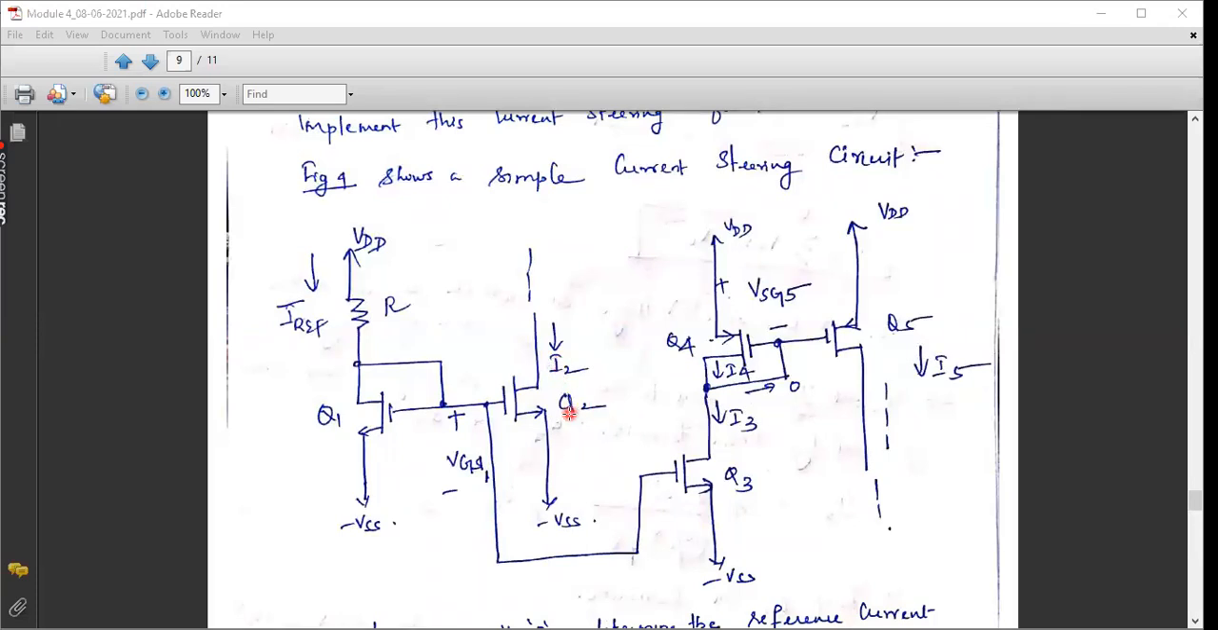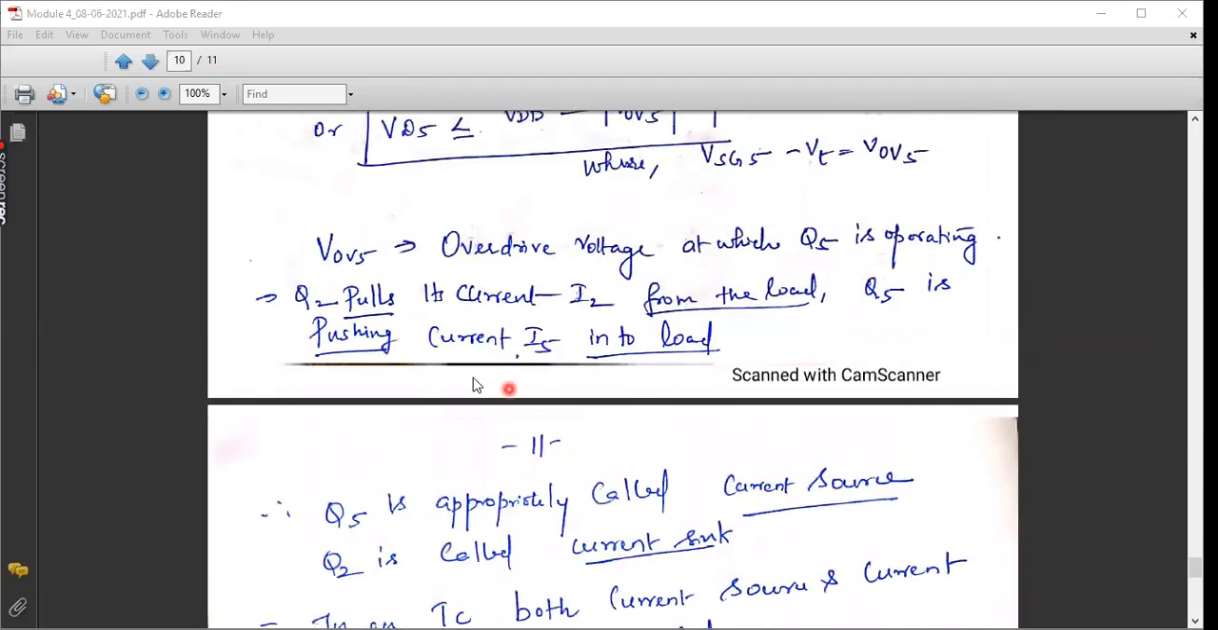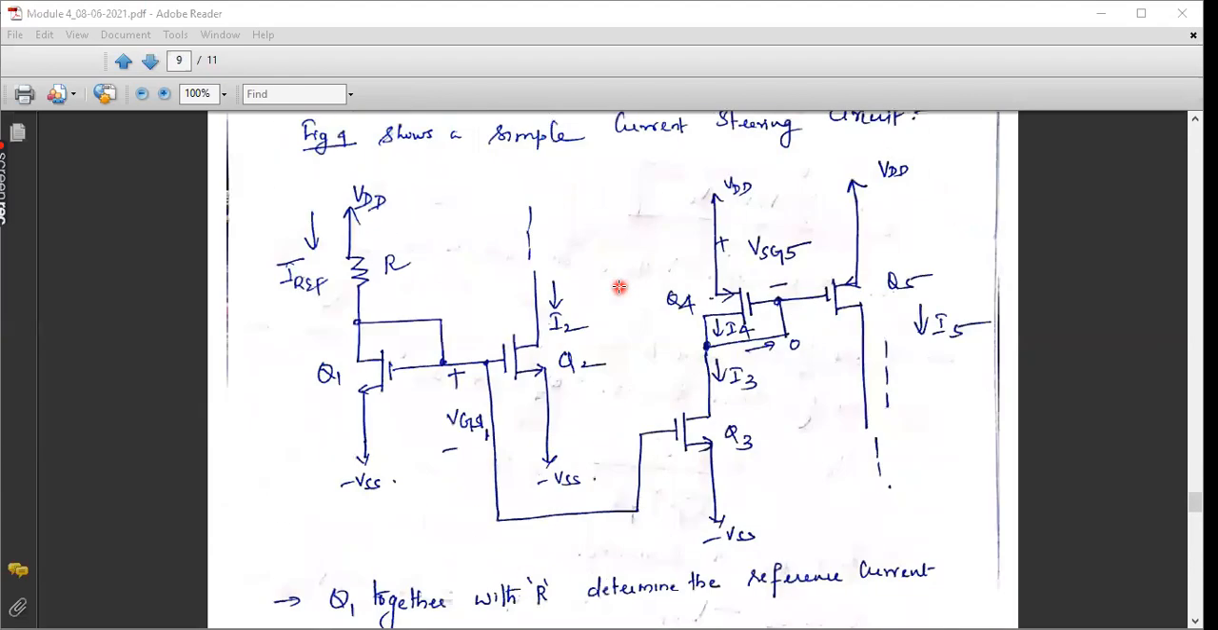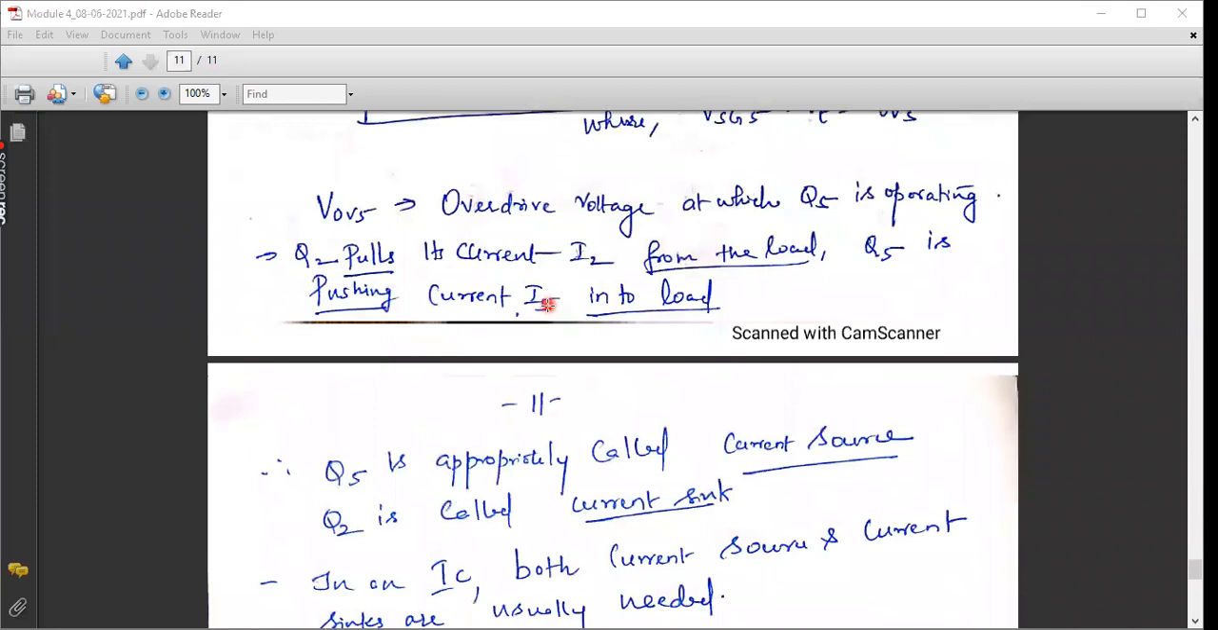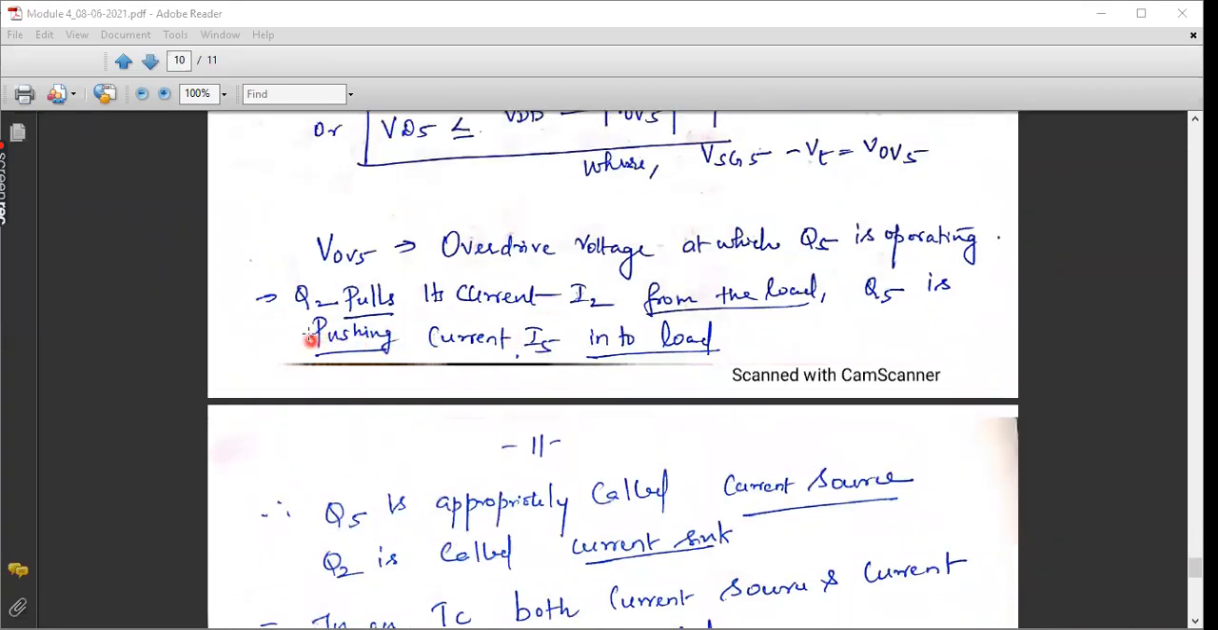Here, what is this transistor doing? The transistor Q2 pulls its current from the load. Kindly assume that in this dotted line, I'll be connecting many other circuits, like an active load, which will be operating with this particular current mirror circuitry. So this transistor is pulling the current from the load. It pulls the current I2 from the load.